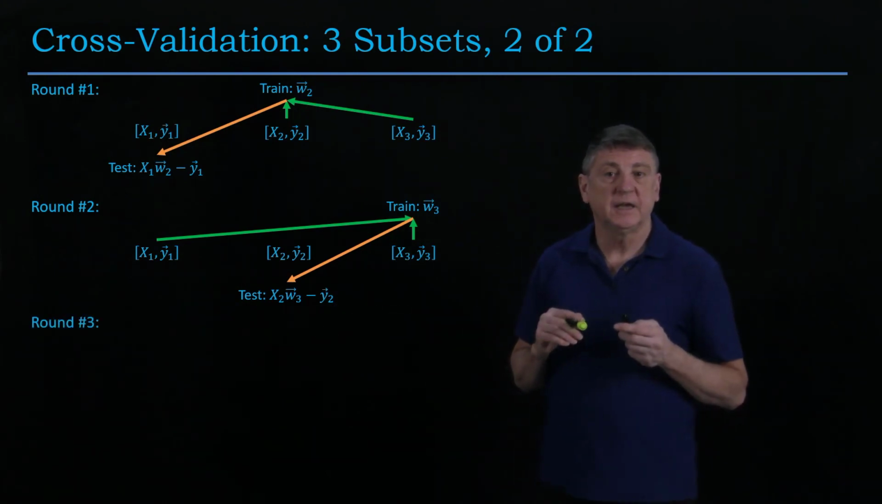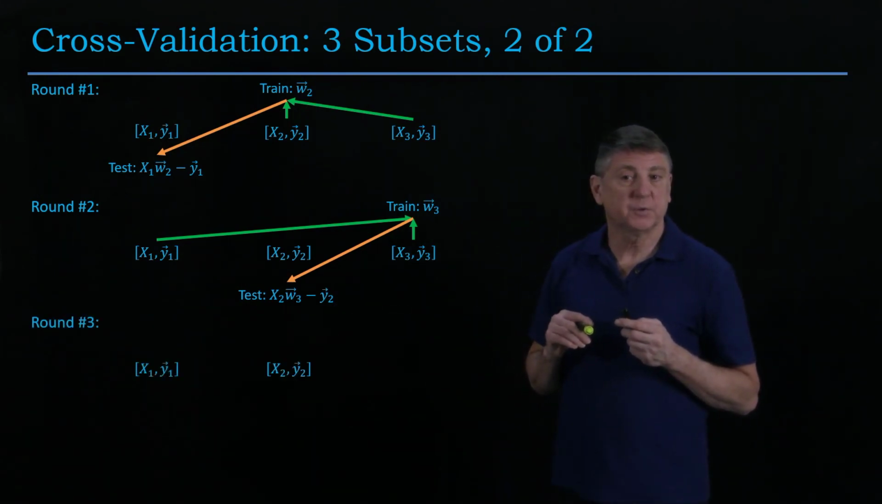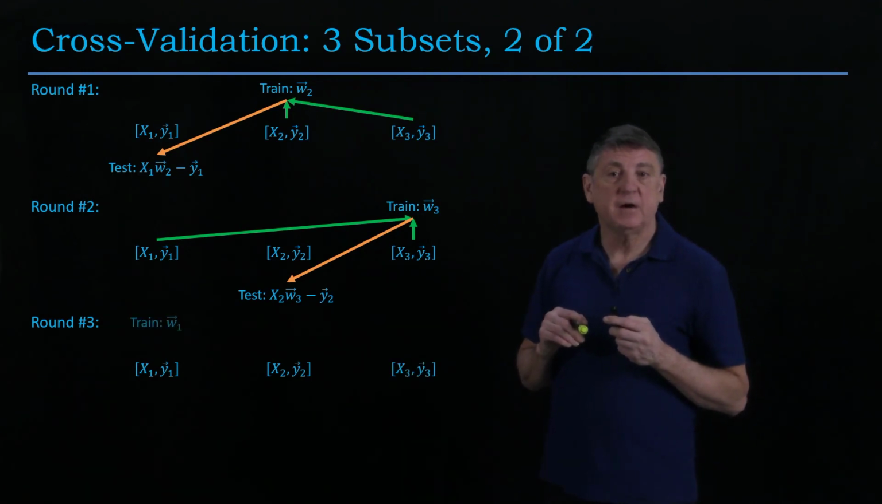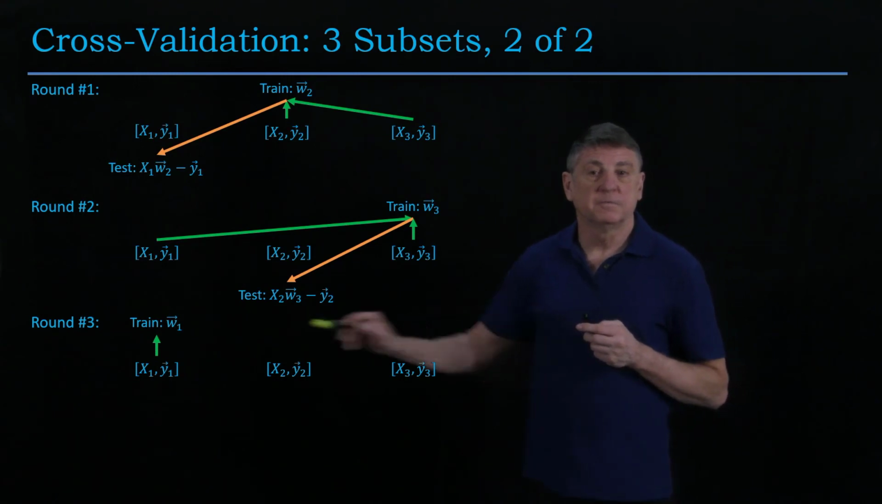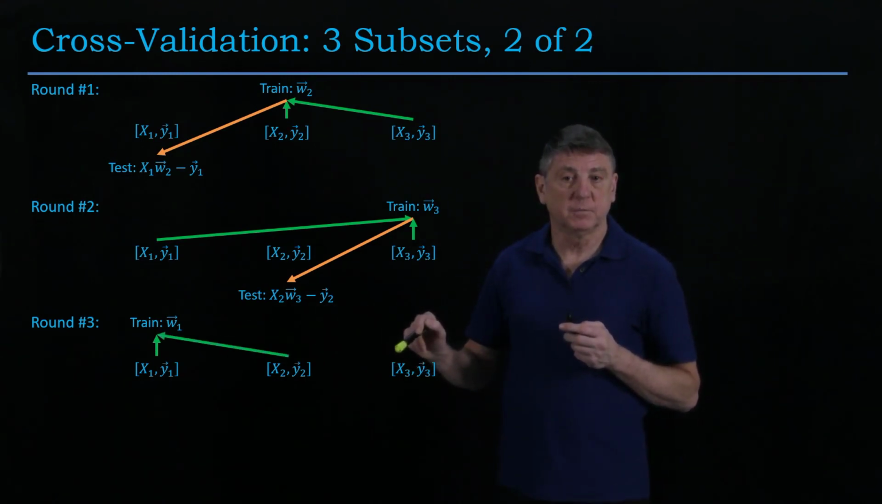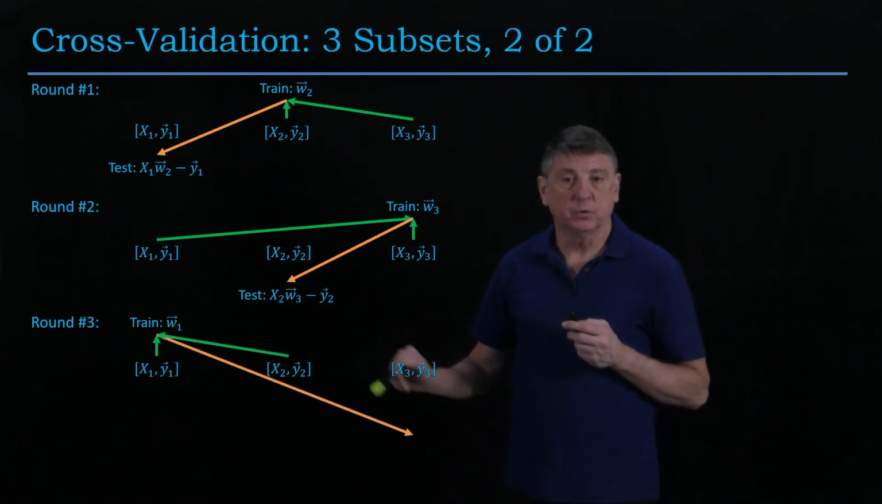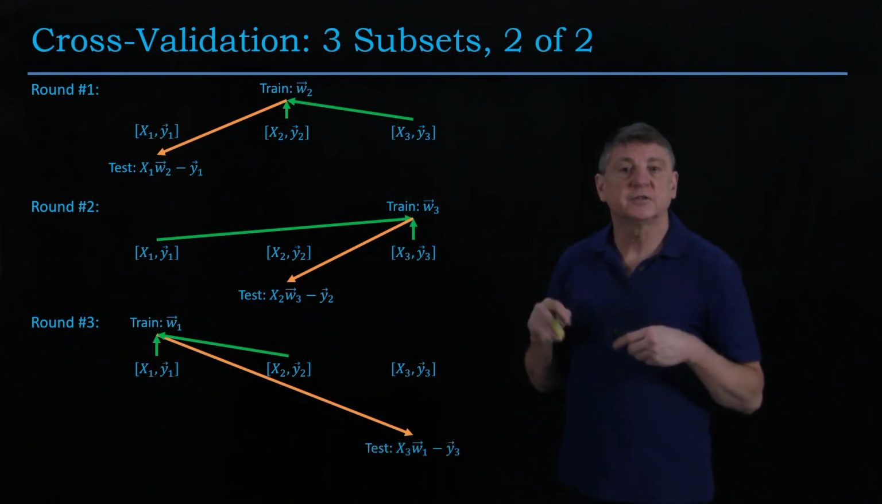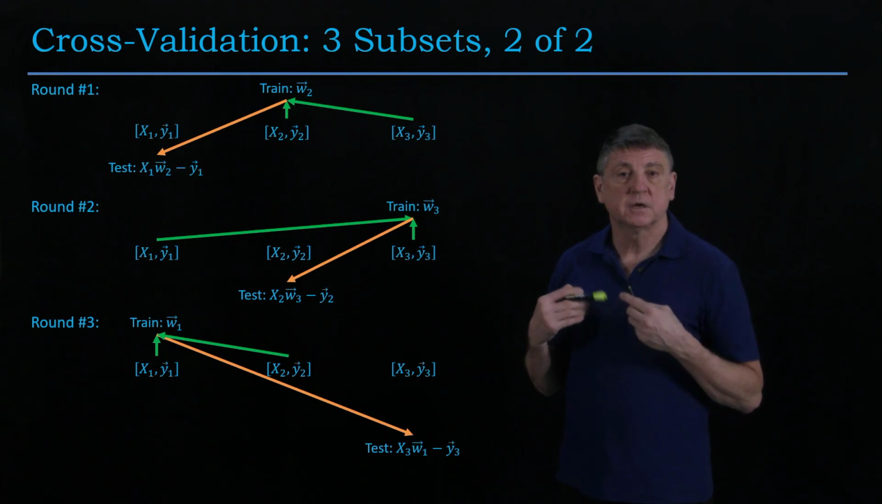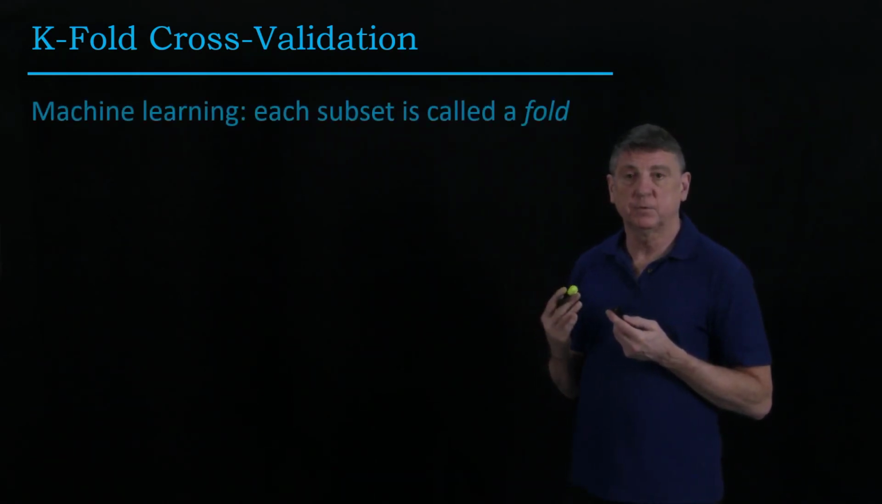Finally, in round 3, we take our three folds of data, and now we'll train our first model, using fold number 1 and fold number 2, and then we'll cross over and test it on fold number 3. And so we can continue this for as many times as we want. This is referred to as k-fold cross-validation, where the number k is the number of folds.